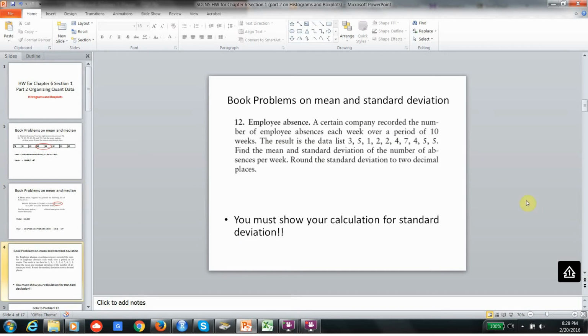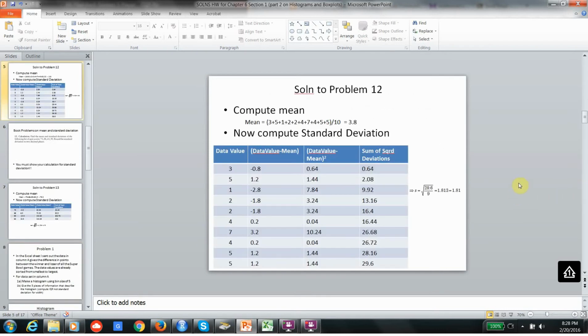Okay, the next problem is asking us to find the mean and the standard deviation for data about the number of employee absences each week over a period of 10 weeks. So let's go ahead and take a look at that. I'm going to compute the mean first. So I'm going to add up all those values and divide by 10. The mean's 3.8. And now I'm going to compute the standard deviation.